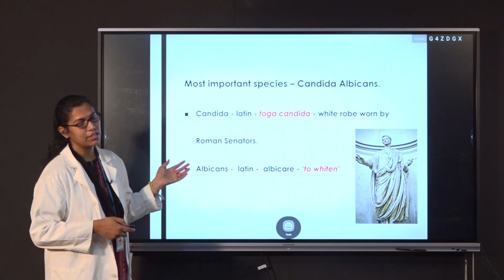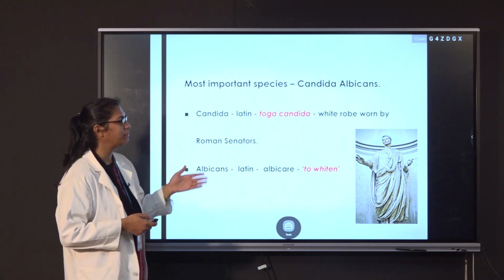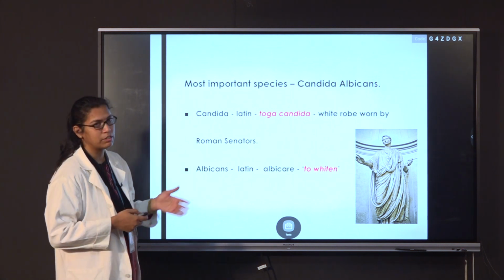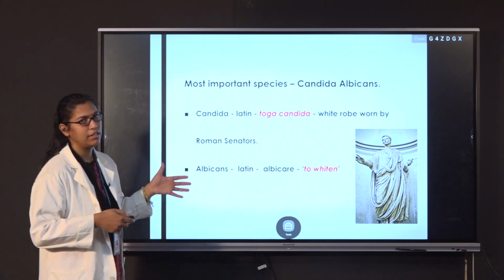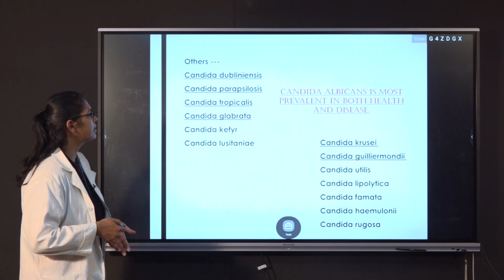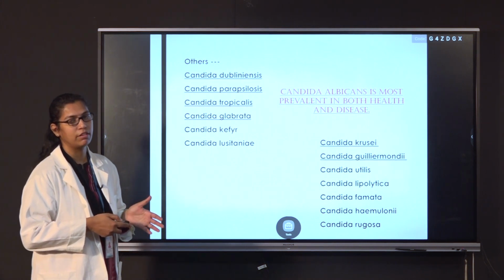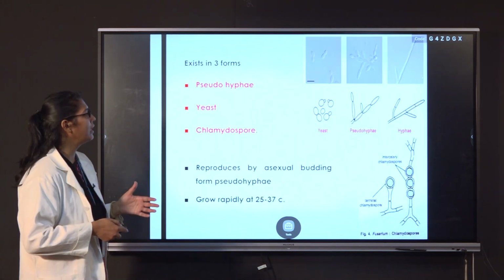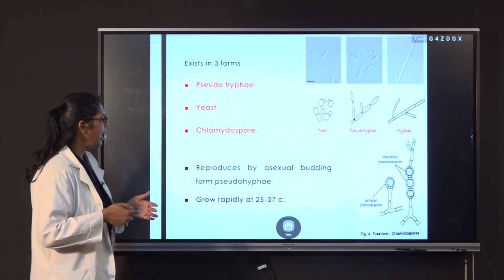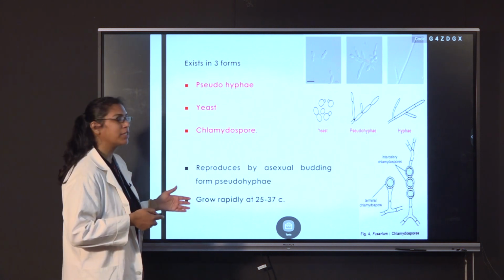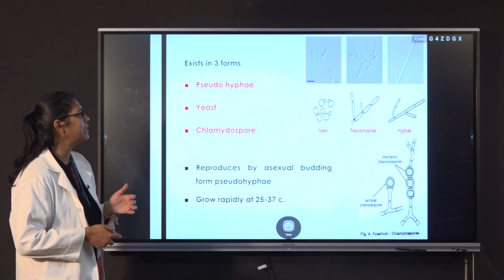The name Candida is derived from the Latin toga candida, a white robe worn by Roman senators, and albicans means white, which is how the name Candida albicans was derived. Although there are many species, Candida albicans is the most prevalent in the oral cavity. It exists in three forms: pseudohyphae, yeast form, and chlamydospores. It reproduces by asexual budding, forms pseudohyphae, and grows rapidly at temperatures of 25 to 35 degrees centigrade.